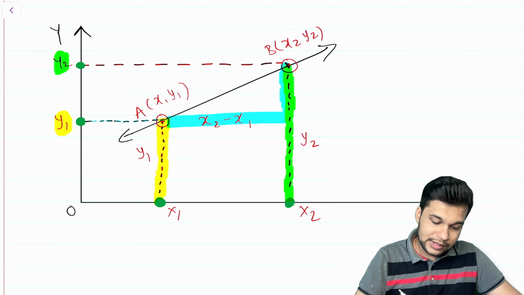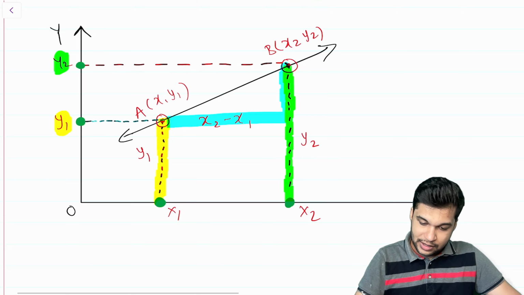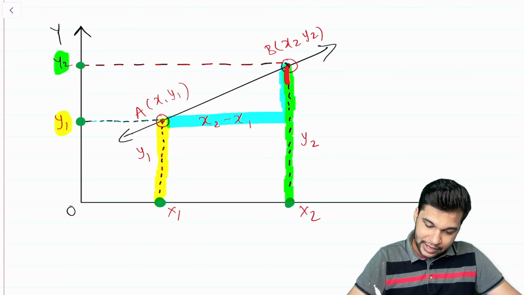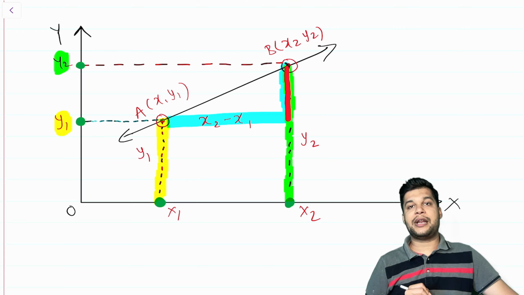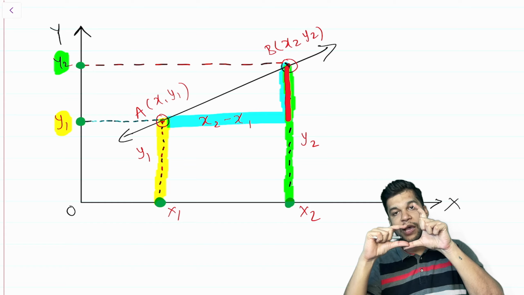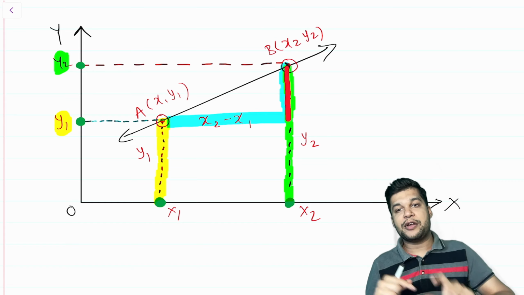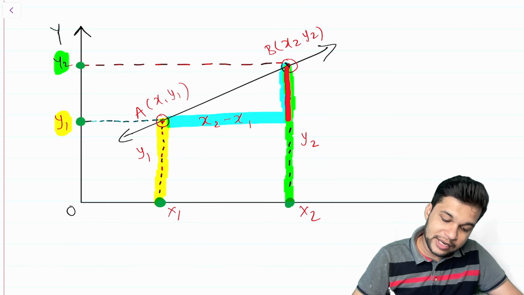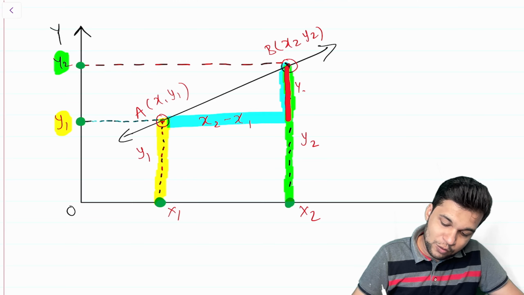I'll use red ink. Can you tell me what this distance, the red one, is? The bigger distance is y2, the smaller distance is y1. So the remaining distance will be y2 minus y1, right? So this remaining distance will be y2 minus y1.